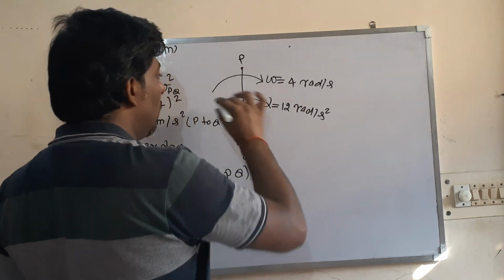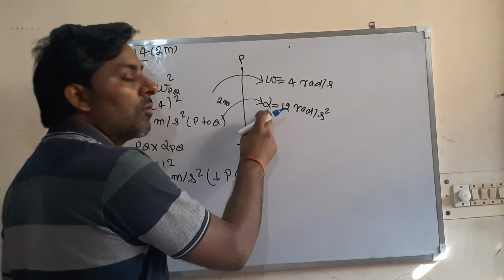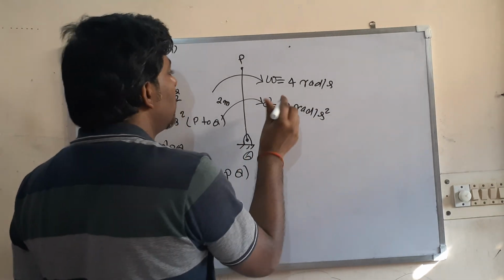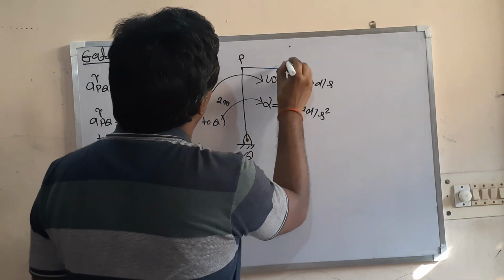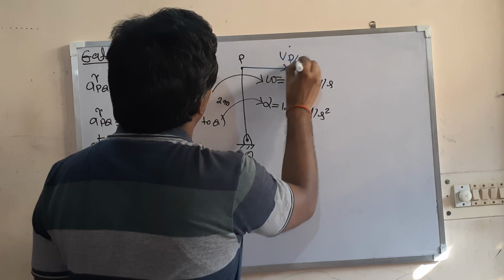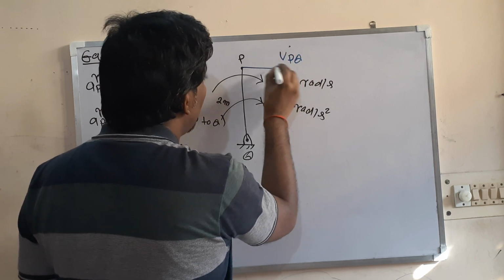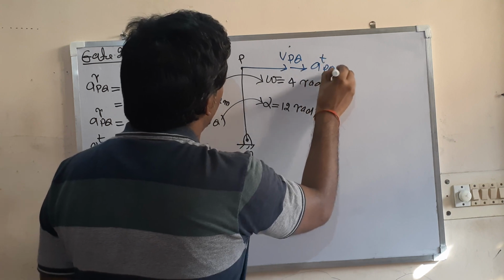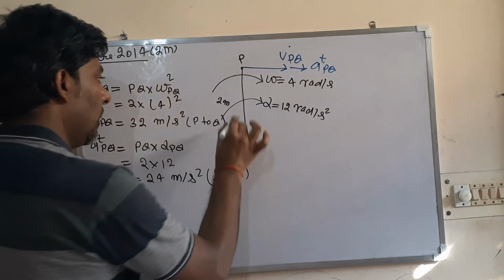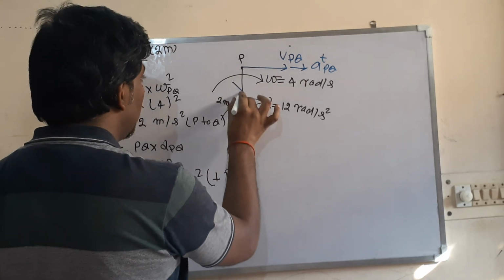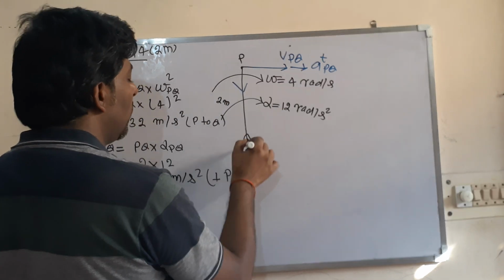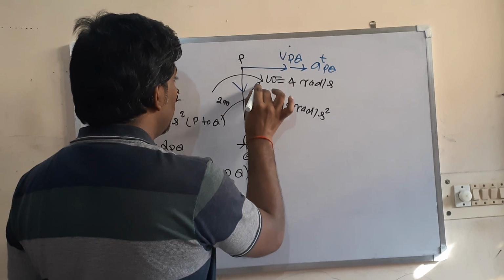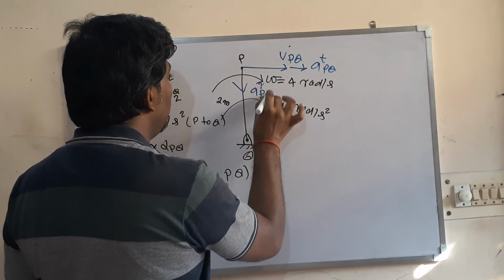Let us see what will be its direction. Along the velocity vector, when alpha is positive, that is acceleration. So the velocity of point P with respect to Q will be here, and this alpha T PQ will also be here. And radial acceleration is always toward the center. So this is the AR of P with respect to Q.